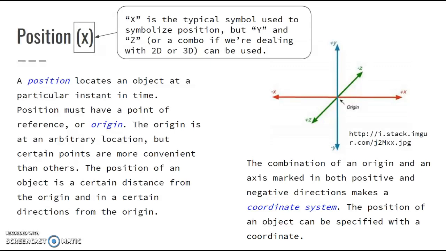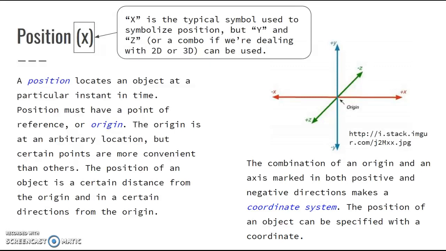So what's going to be useful for us is to define a position with reference to an origin, right? Usually that's going to be where we call our zero position, right? It can be any arbitrary location. It doesn't matter, but some points are going to be more convenient than others, right?